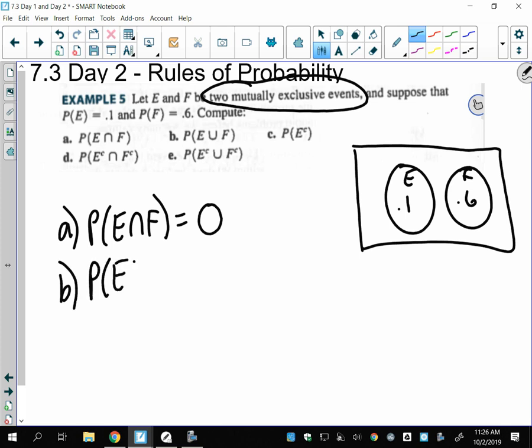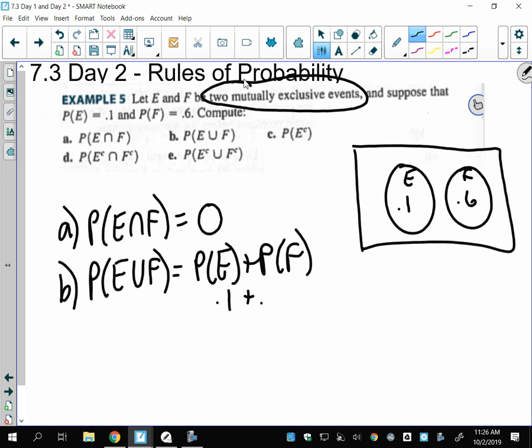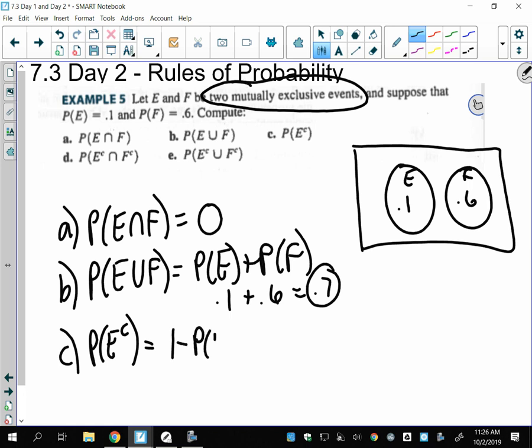What's the probability of E union F? Well, that's just the probability of E plus the probability of F. So that's just 0.1 plus 0.6, which is 0.7. For C, what's the probability of E complement happening? Well, E complement means the chance of E not happening. So that's going to be 1 minus the probability of E happening, or 1 minus 0.1. If E only has a 0.1 chance of happening, then E not happening has a pretty good chance, right? 0.9.